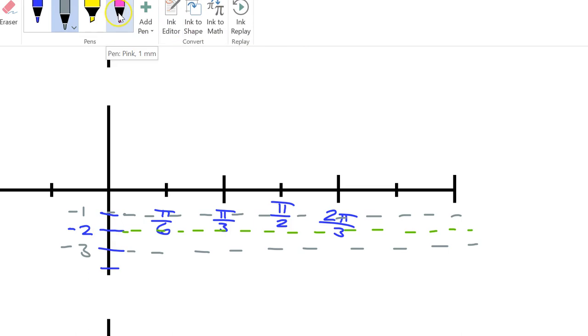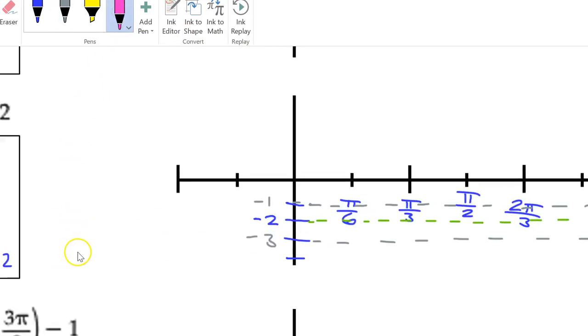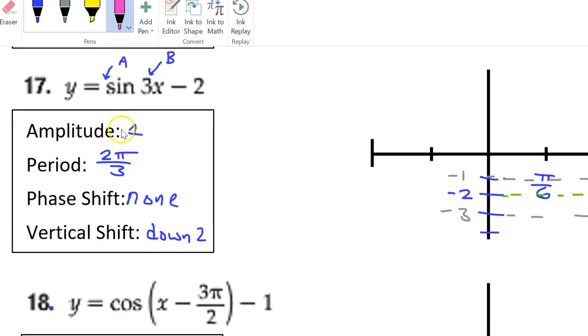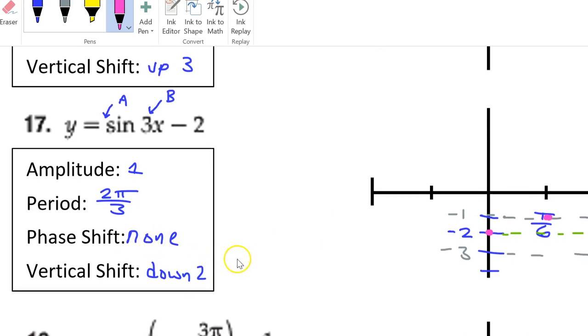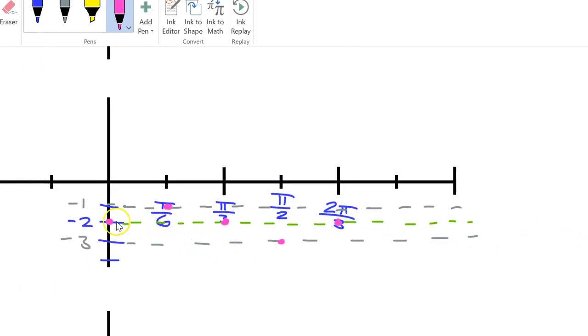Now we are ready to draw this function. This is the sine function, and we know that the sine function starts off at the midline, so right here at -2. Then it goes to its highest point, and then it falls back to the midline, and then it goes to its lowest point and back to the midline. Since there is no phase shift, this is actually the final answer. So the final answer is going to just look something like this.